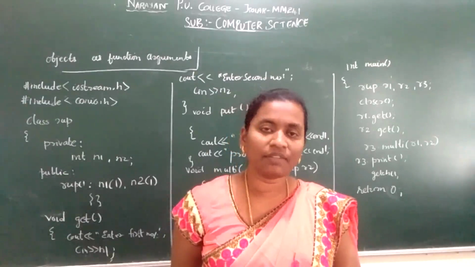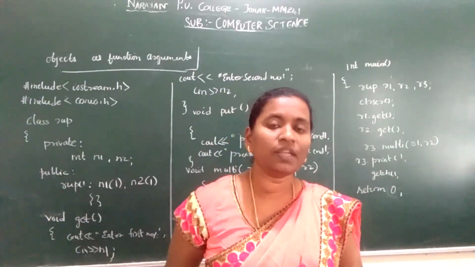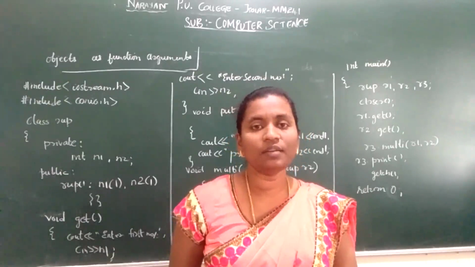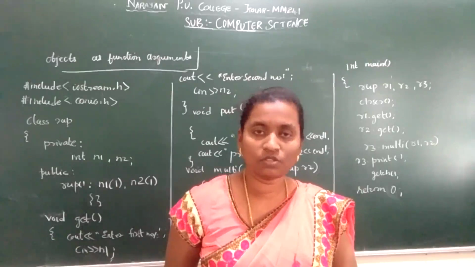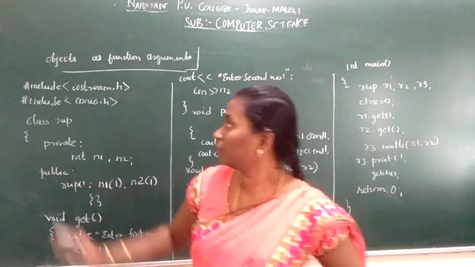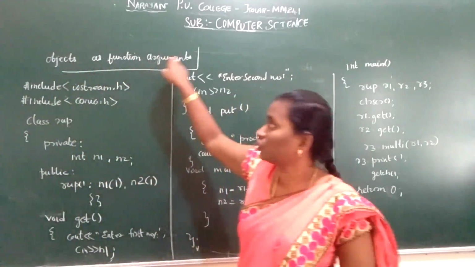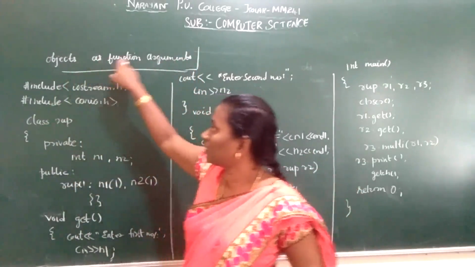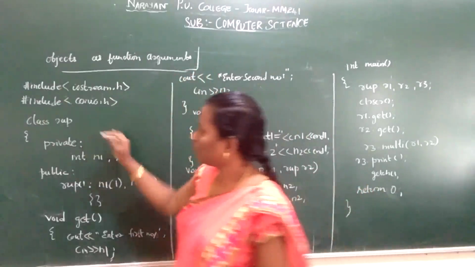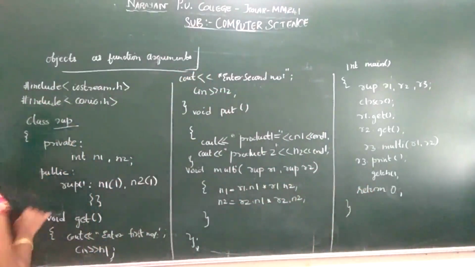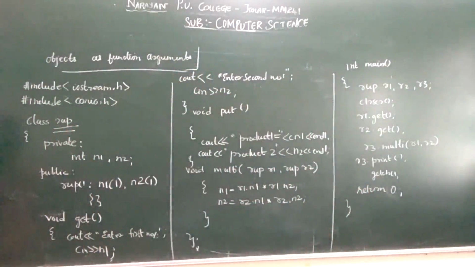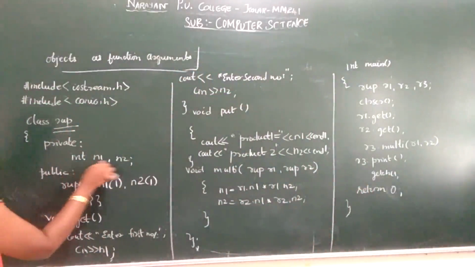Now this example I have taken to explain how to define it. This is also pass by value, but how we are going to pass the objects as function arguments. How am I going to pass the objects as function arguments? So your class name is RUP. Okay, RUP. Then we have the data members N1 and N2.